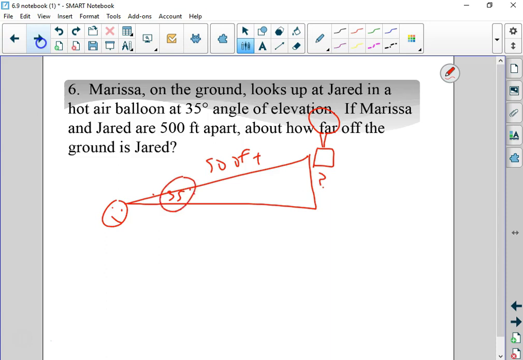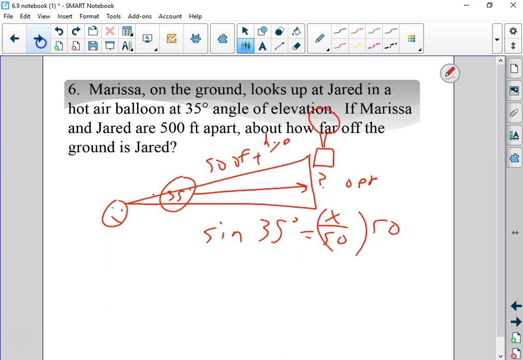Okay, so we're over here, looking over here opposite, and we have the hypotenuse here, so opposite and hypotenuse is sine. Sine of 35 is equal to the opposite, unknown, over 500. So all we're going to do is multiply both sides by 500. Passing the calculator just like that. 500 times sine of 35. And we get about 287 feet.